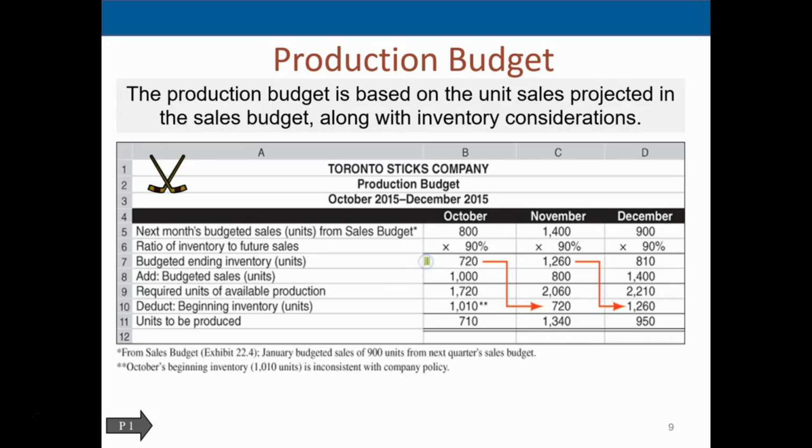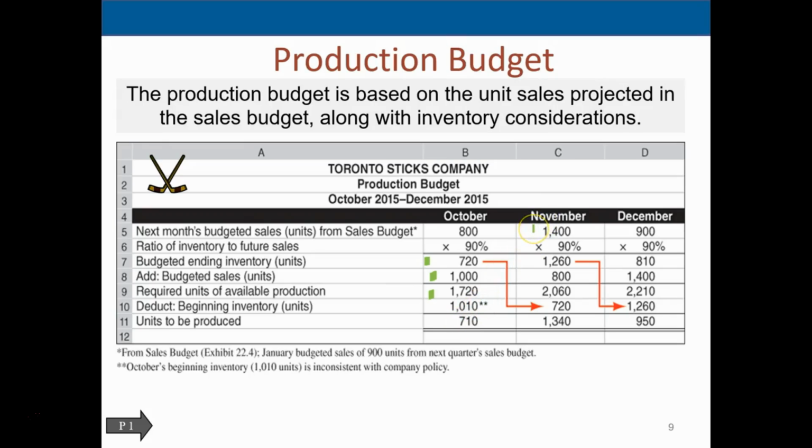So that's what we think should be in there in this case at the end of October. We want to sell them, but that's how much we think the cushion in the inventory should be. And then we're going to add to that the budgeted sales, the amount that we believe will be sold. That will give us the required units available for production. And then we're going to subtract from that the 1,010, the units that are already in there. And that'll give us the 710. Why does it have two dots? Because that information is going to have to be given in the problem.